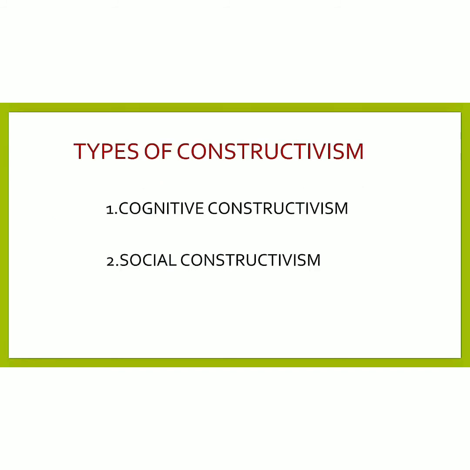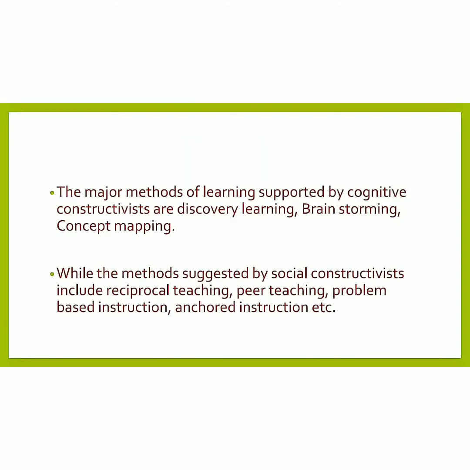Types of constructivism: cognitive constructivism and social constructivism. The major methods of learning supported by cognitive constructivists are discovery learning, brainstorming, concept mapping, while the methods suggested by social constructivists include reciprocal teaching, peer teaching, problem-based instruction, anchored instruction, etc.